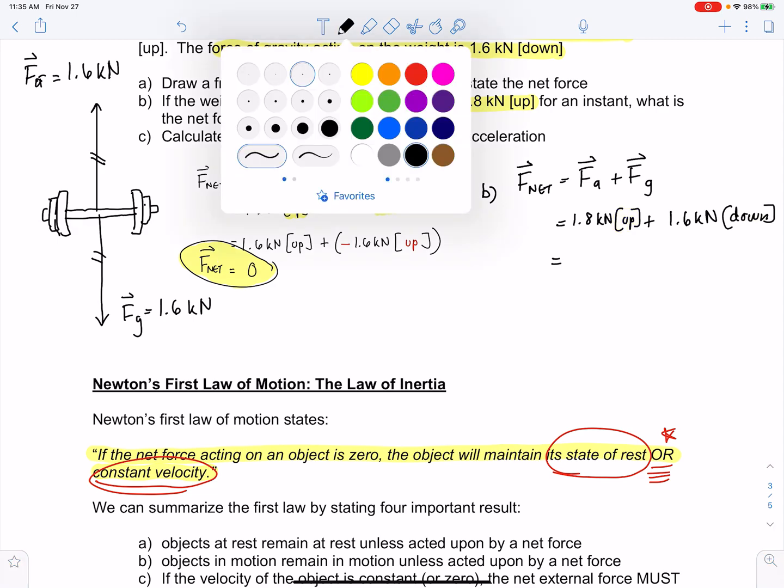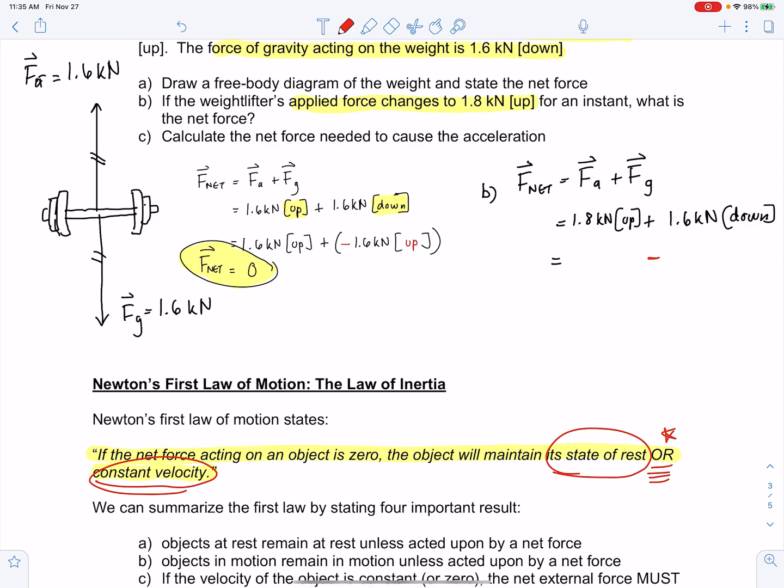I'm going to skip a little step here and I'll show you what I've done. Change this to negative up. So we have 1.8 kilonewtons up minus 1.6 kilonewtons up. So I've just changed the sign and changed the direction, and now we can proceed algebraically. The net force acting on the weight, since the weightlifter applied a slightly larger force, is 1.8 minus 1.6, which is 0.20 newtons.